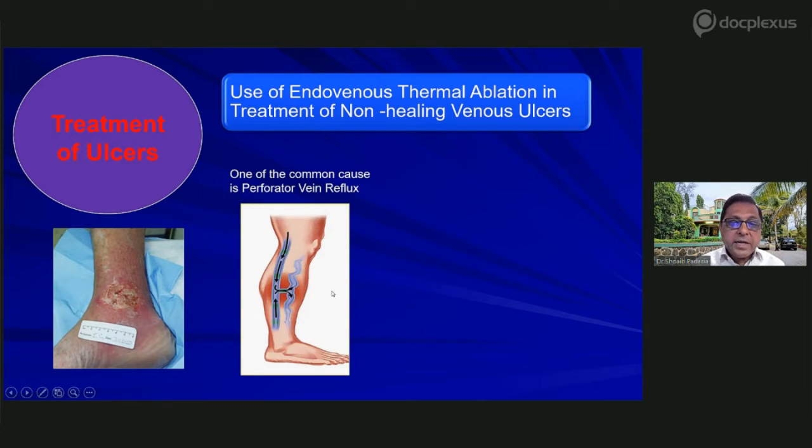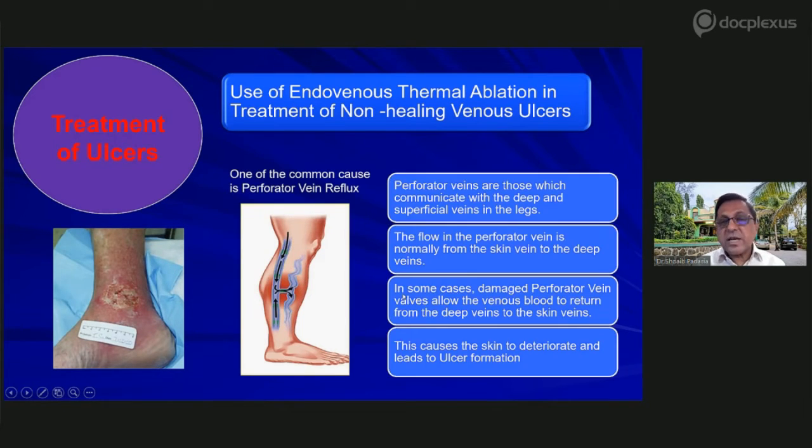A perforator vein, as I said earlier, is that which communicates between the superficial and the deep vein. And normally, the blood would go from the skin vein to the deep vein. But when the valve in this vein is damaged, then the blood will come in the wrong direction, directly onto the skin at high pressure, and cause damage to the skin. And this will cause an ulcer formation.